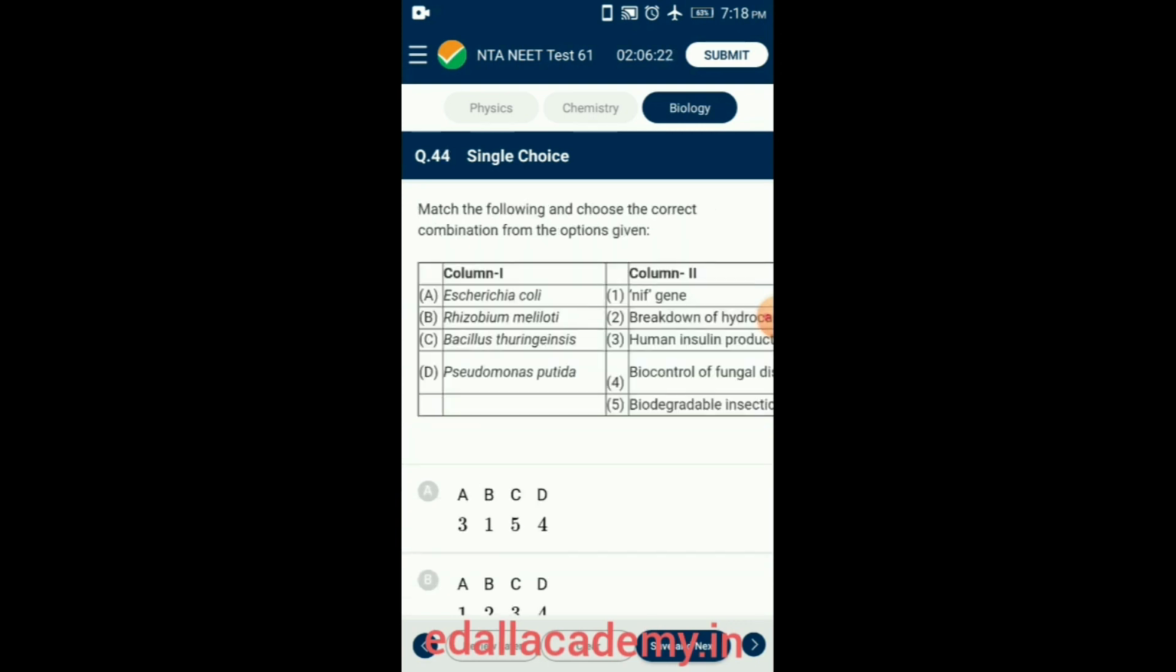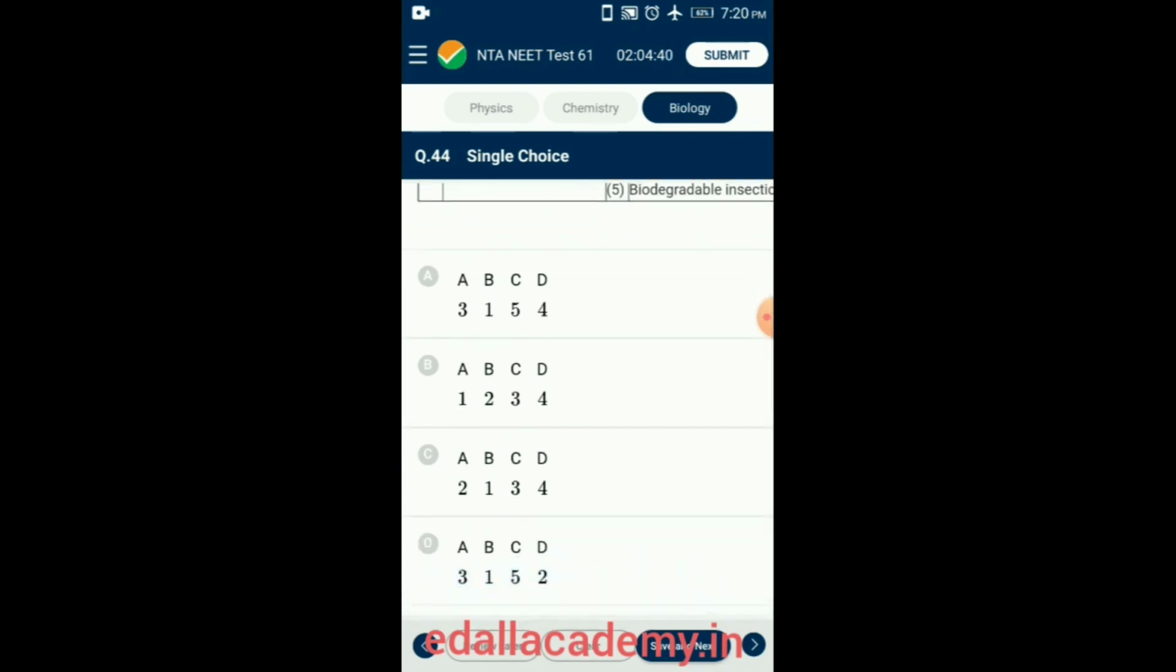Question number 44. Match the following and choose the correct combination from the options given. See column 1 and column 2. E. coli bacteria is used to produce human insulin. Option B is Rhizobium meliloti that contains the nitrogen fixing gene. Bacillus thuringiensis is used as a biodegradable insecticide. Pseudomonas putida is used to break down hydrocarbons of crude oil. So the correctly matching option is option D.